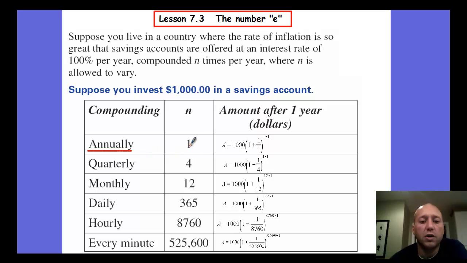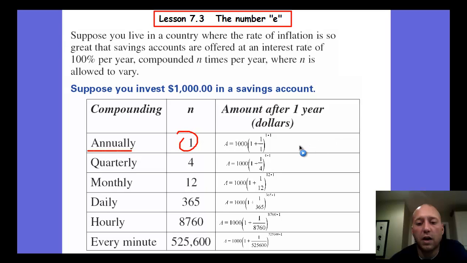So here's our n value, this is our n value of 1. In our formula, 1,000 is our starting value. This is our 1 plus our percent, 100%, which is 1, divided by our n value, to the 1 times 1, because it's 1 year for 1 time per year. And if we evaluate that, we'd find a value of 2,000. So 100% increase.